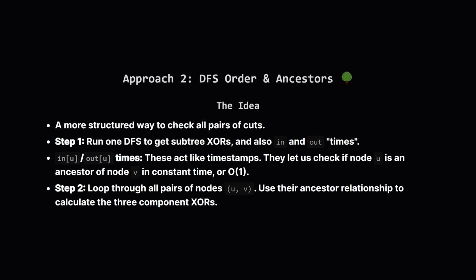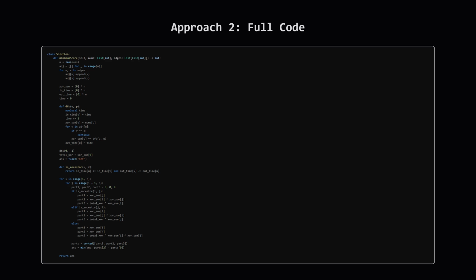First, we run a single DFS to gather data. We get the subtree XOR sums like before, but we also record in and out times for each node. Think of these as timestamps for when we first discover a node and when we're done with it. These timestamps allow us to instantly check if one node is an ancestor of another. With this info, we can just loop through all pairs of nodes, and for each pair, we'll know exactly how the tree splits apart. And here's the code for the second approach.